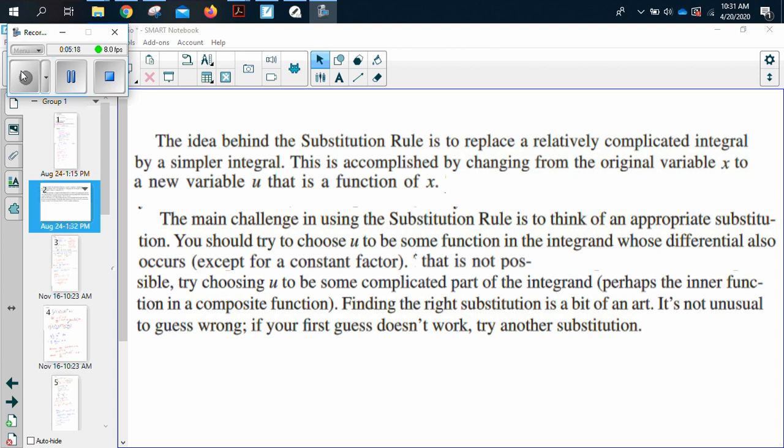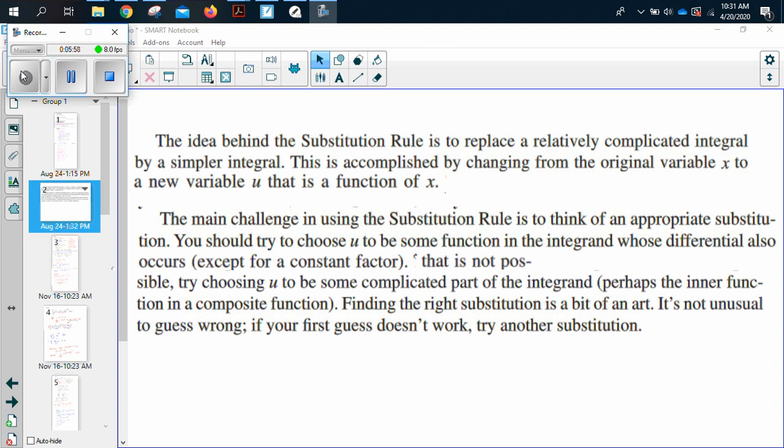Okay, the idea behind the substitution rule is to replace a relatively complicated integral by a simpler integral. This is accomplished by changing from the original variable x to a new variable u that is a function of x. The main challenge in using the substitution rule is to think of an appropriate substitution. You should try to choose u to be some function in the integrand whose differential also occurs except for a constant factor. If that is not possible, try choosing u to be some complicated part of the integrand, perhaps the inner function in a composite function.